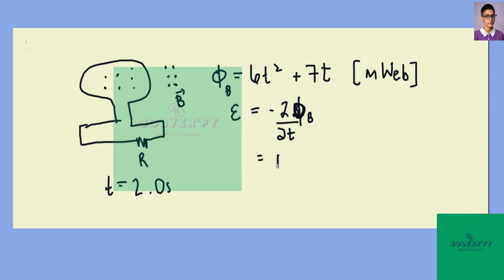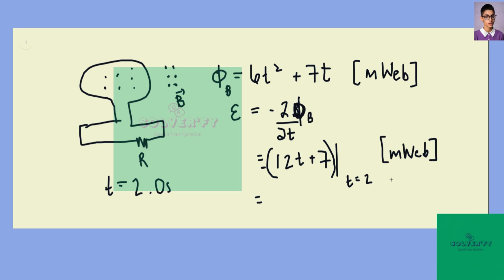So that's 12t plus 7 evaluated at t equals 2, and then this is all negative. Let's just keep in mind that the units are milliwebers. So at 2 seconds, this is minus 31. And if this is milliwebers, then this is going to be millivolts. So minus 31 millivolts.